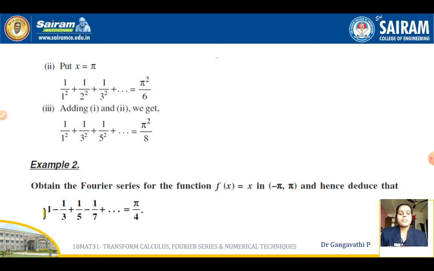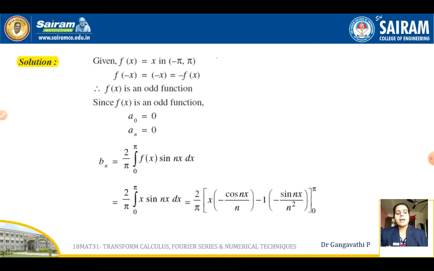Obtain the Fourier series for the function f of x is equal to x in the interval minus pi to pi, and hence deduce or get this result. Given f of x as it is, like the working rule says, let us check for the even function and the odd function concept. F of x is equal to x in the interval minus pi to pi, and f of minus x is minus x, and it results in minus f of x. The function here is odd. So once the function is odd, a0 and an become 0, only bn needs to be evaluated. So you can straight away write down the answer also, like a0 is 0 and an is 0.